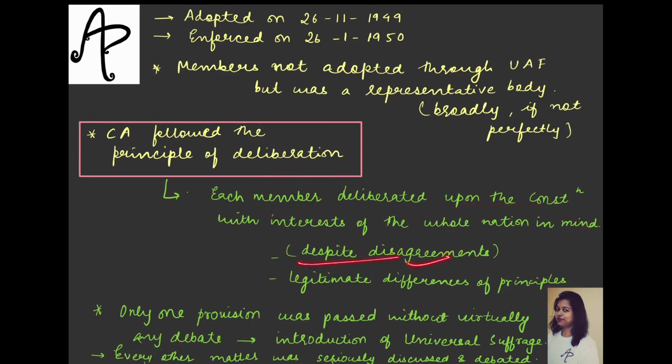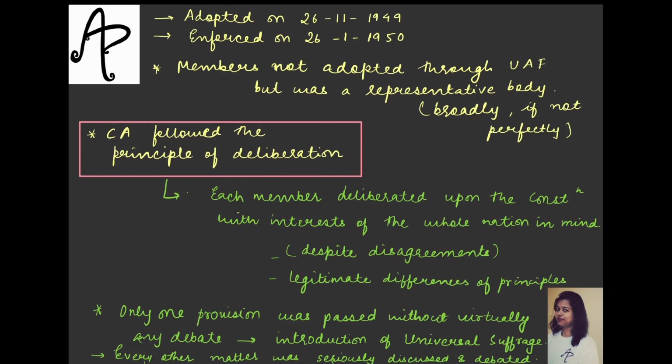And despite they were having disagreements, yes, of course, it's not that they were agreeing on every single thing. No, they did have disagreements, but that was done very legitimately. So they had those differences of principles, but legitimate differences, जिस पर आप सवाल नहीं उठा सकते. And each and every provision of the constitution was passed with discussion, deliberation, debate, and you know, further voting.